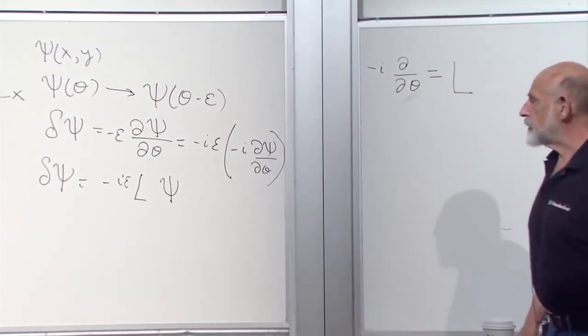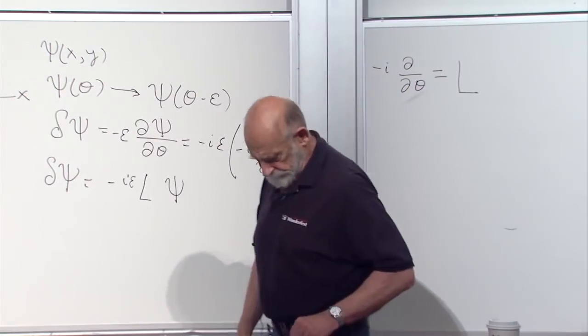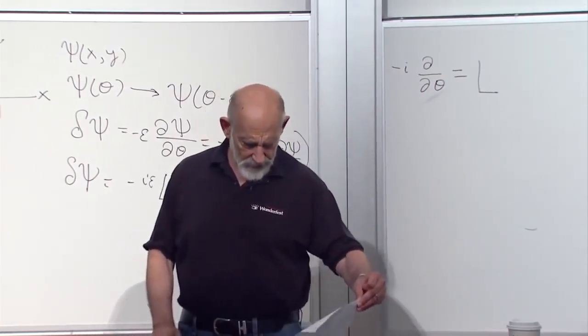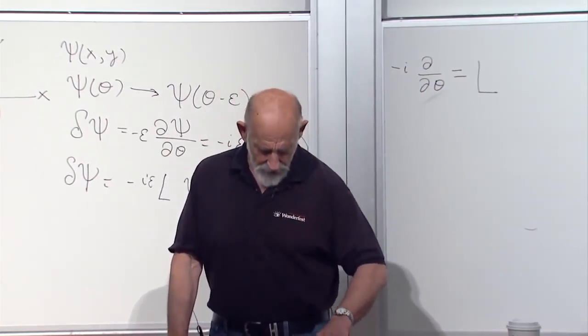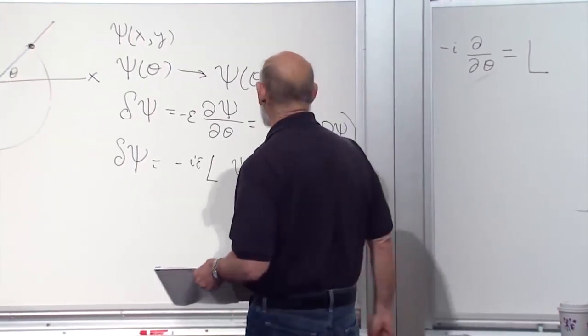Right, I did lose an epsilon, and this defines L, and L is minus i d by d theta. Okay, and L is known as the angular momentum. Now, before I go on, I want to put in some h bars.